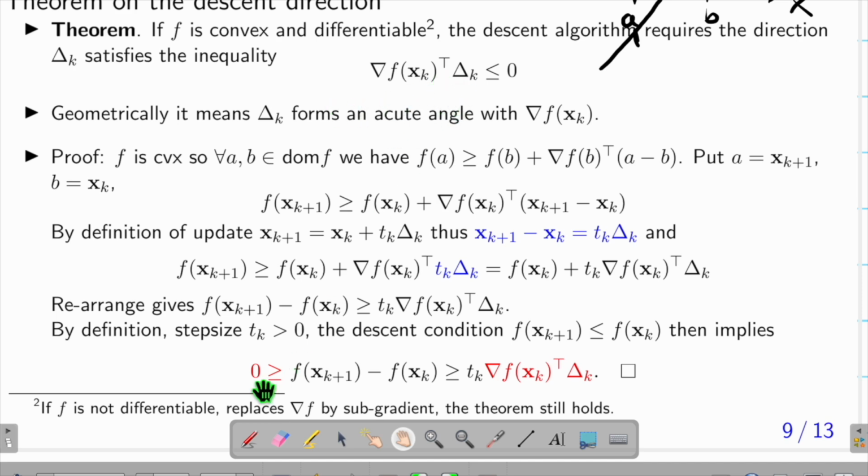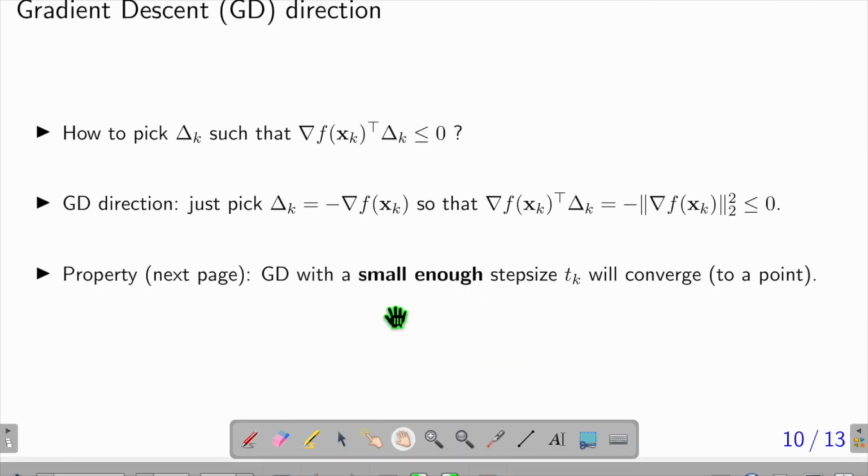And gradient descent basically chooses what? Gradient descent basically chooses this as negative. So it is a negative inner product with itself, so it's a negative norm of something. Of course it's negative. Okay? So therefore, how do we pick? Well, gradient descent just picks this. Therefore, that's it. Now, next, gradient descent with a sufficiently small step size will converge.